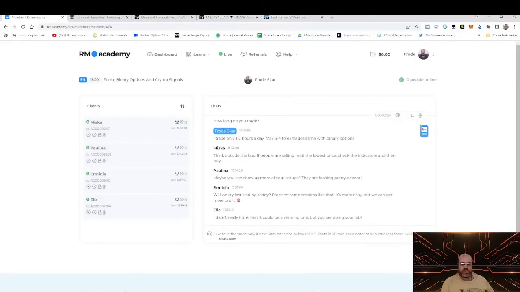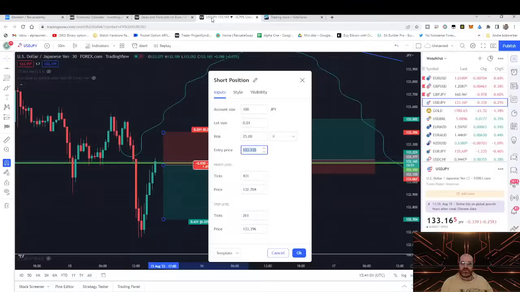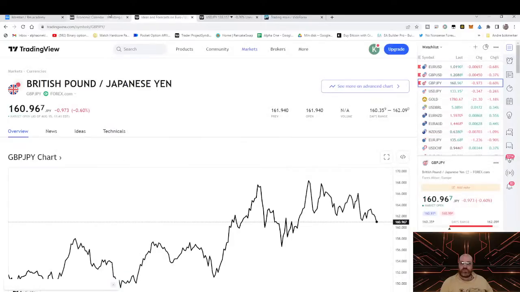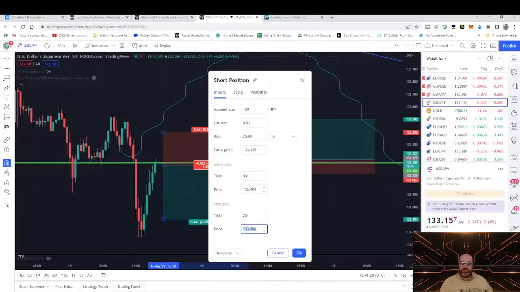We enter at this level here. Stop loss, we then take a stop loss at this level here. Take profit, we take up here. Let me see, we take the profit level there.